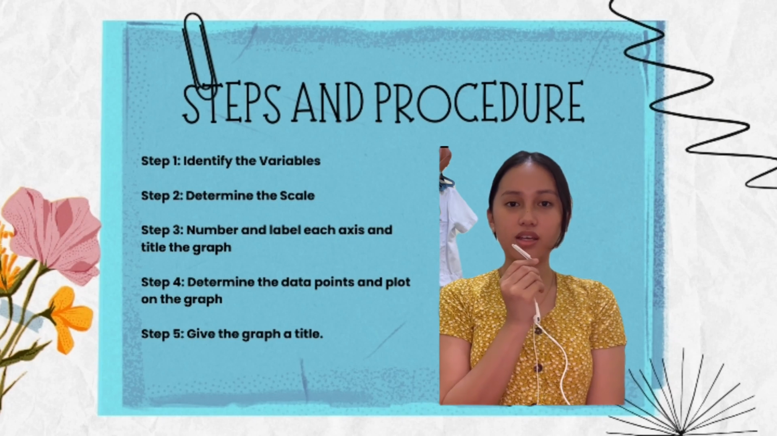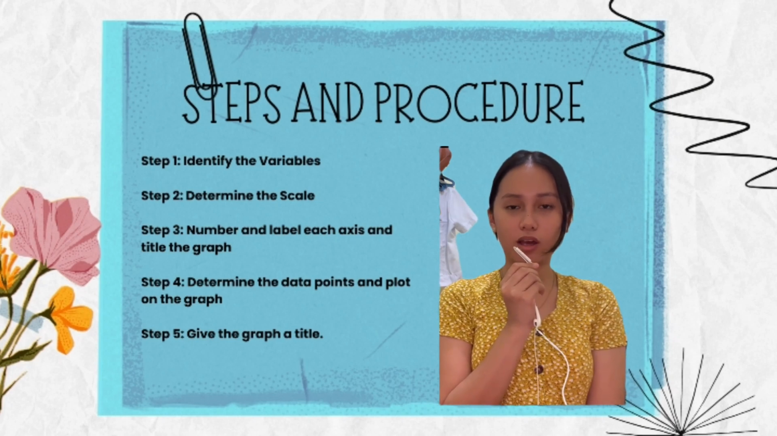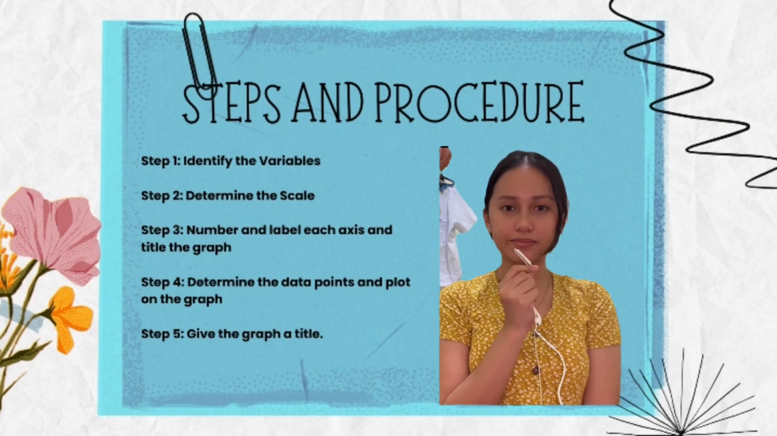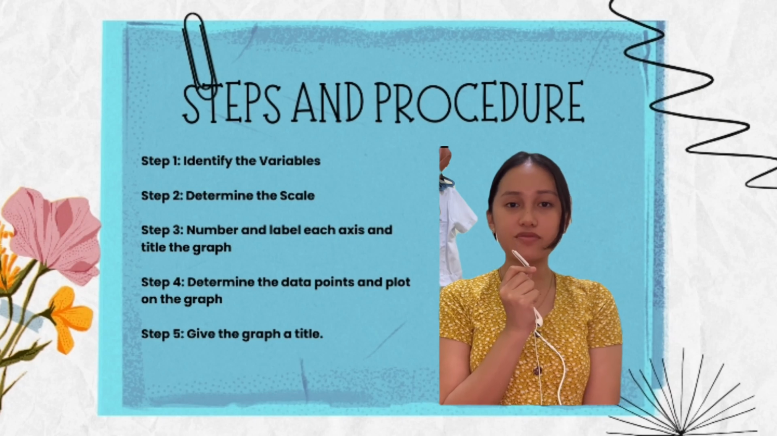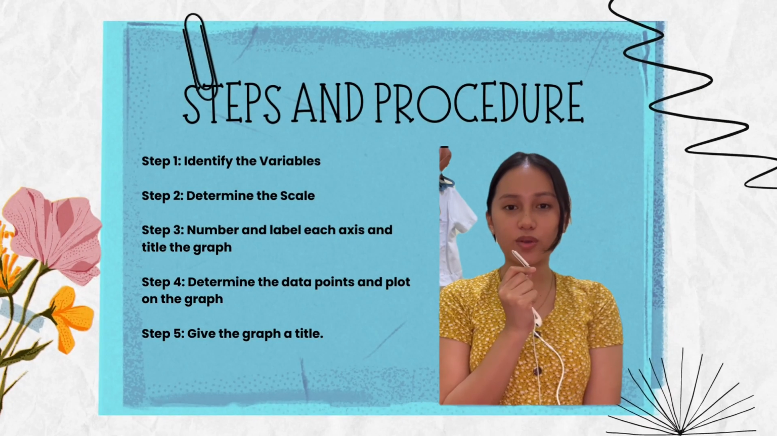Step 4. Determine the data points and plot them on the graph. Plot a point for each of the values. Connect them from left to right. Step 5. Give the graph a title. The title should indicate what the graph is all about.